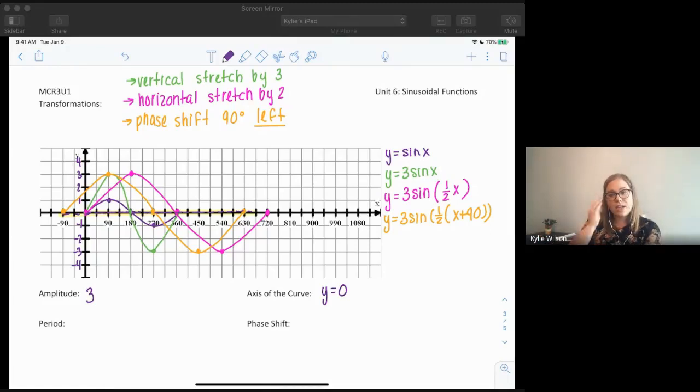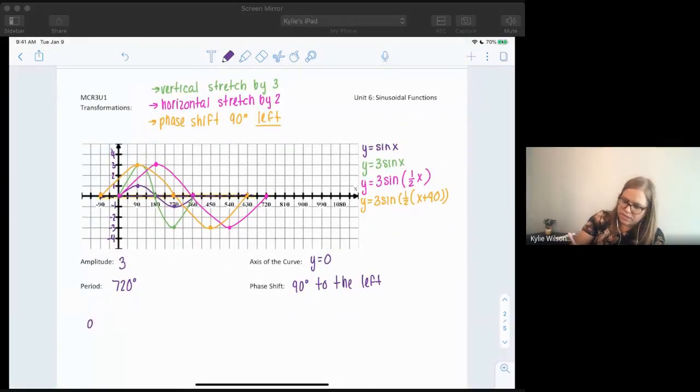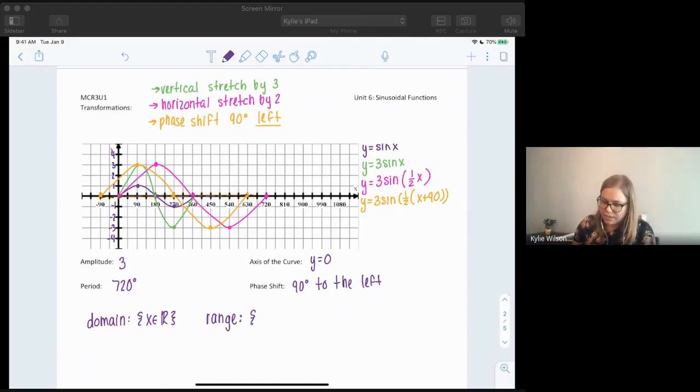The period, how long it takes to complete one full cycle. We start at -90 and go to 630. So our period is going to be 720. And finally, my phase shift, I moved it 90 degrees to the left. And finally, let's practice doing our domain and range. So there's nothing stopping my x's. And for my range, all of my y's are in between 3 and -3.